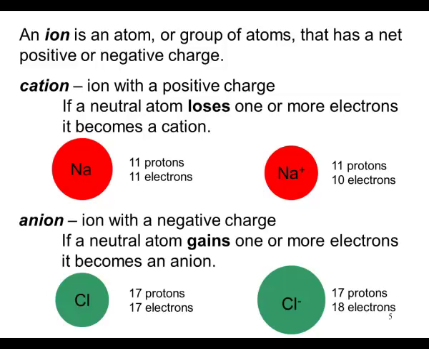An anion is a negatively charged ion. If a neutral atom gains one or more electrons, it becomes an anion. Chlorine has 17 protons and 17 electrons. Gaining one electron makes it chloride, Cl-, 17 protons, 18 electrons.